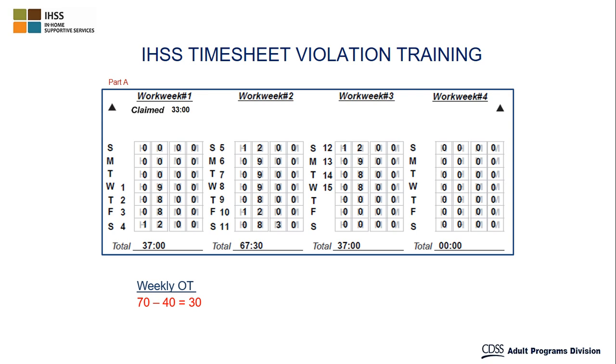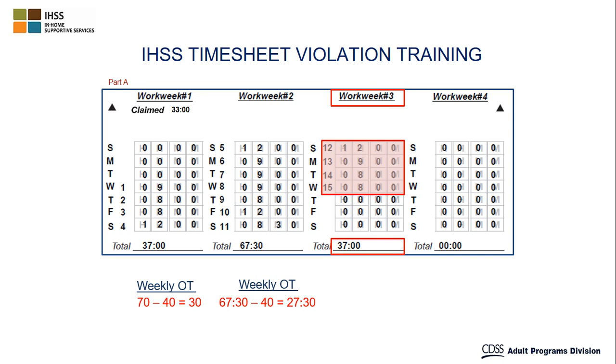In the Part A timesheet in Workweek 2, the provider claimed 67 hours and 30 minutes. This means the provider has claimed 27 hours and 30 minutes of monthly overtime for Workweek 2. This is calculated by taking the 67 hours and 30 minutes of claimed hours and subtracting 40. The last 4 days of the pay period for Part A fall under Workweek 3. The provider has claimed 37 hours for those days. This is an important 37 hours, and we will demonstrate why a little later.